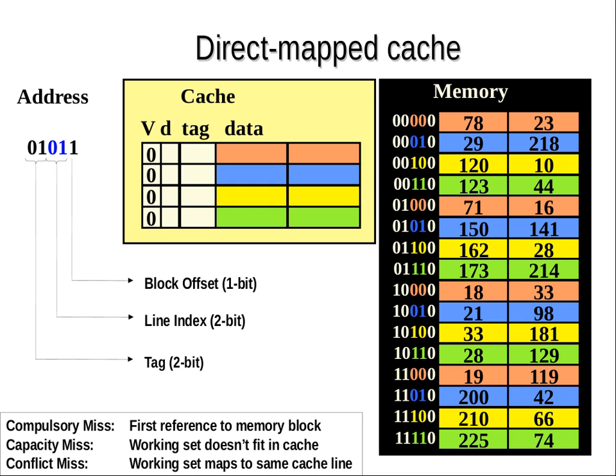All right. Let me roll back because I didn't go over what was down here. Compulsory miss is the first reference to a memory block, so that's what happened first when you try to read something in. How do you reduce your compulsory miss rate?